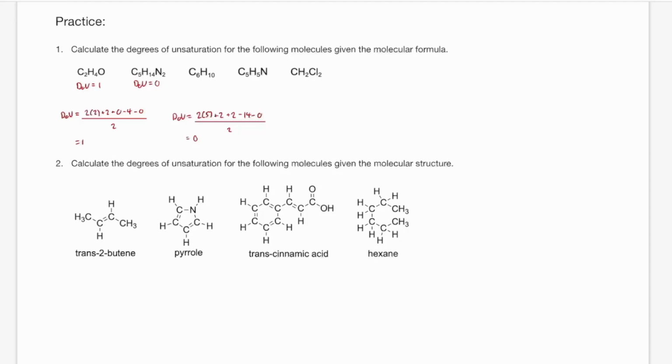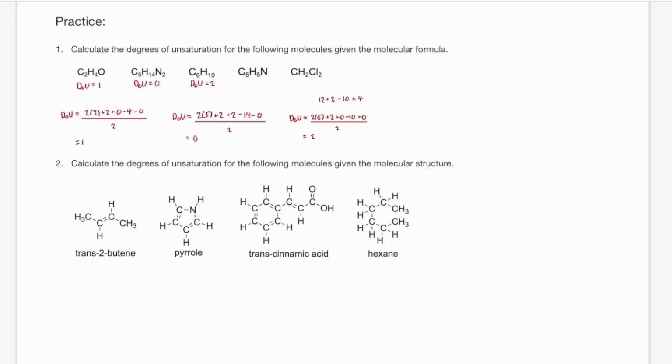In C6H10, there are 6 carbons and 10 hydrogens, but 0 nitrogens and halogens. Plugging these values into our formula, we get the degrees of unsaturation equal to 2 times 6 plus 2 plus 0 minus 10 minus 0, all over 2, which gives us a final value of 2. Hence, we can conclude that the molecule has 2 degrees of unsaturation.